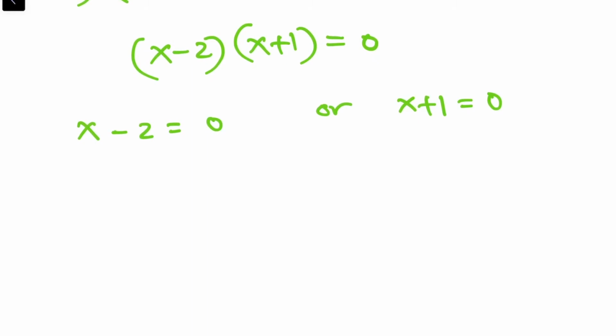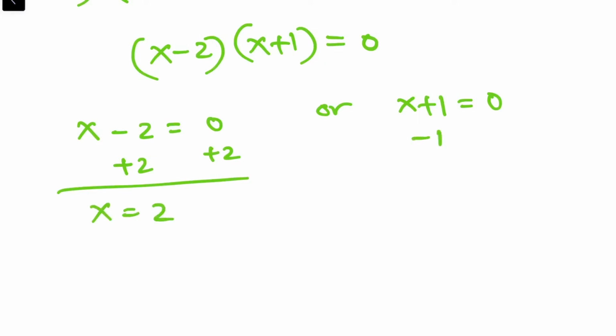Okay, so the rule that I just applied is called the zero product law. That says if you multiply two terms and if you get 0, you can set each term equal to 0. So if x minus 2 times x plus 1 equal to 0, you can write x minus 2 equal to 0 or x plus 1 equal to 0. Okay, it's called the zero product law.